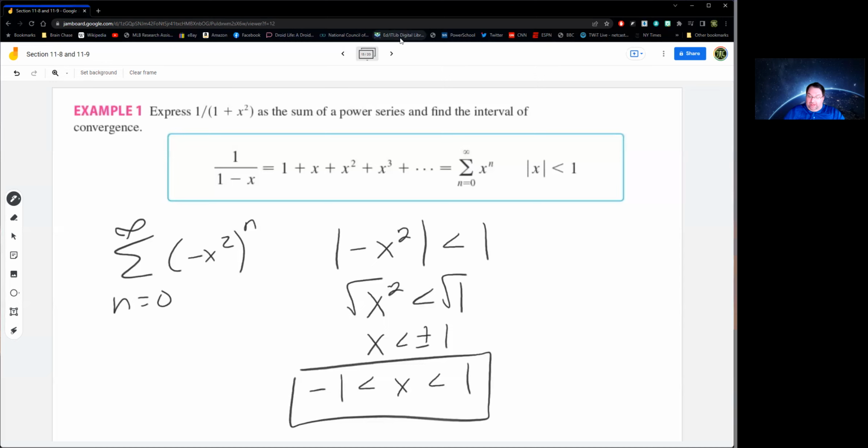The other way you could have looked at it, instead of doing the square root, is you could have just said the absolute value of x is less than 1. That also would have worked. Either one of those means the exact same thing and both come out to be the exact same range, in which case my interval can also be written like that.